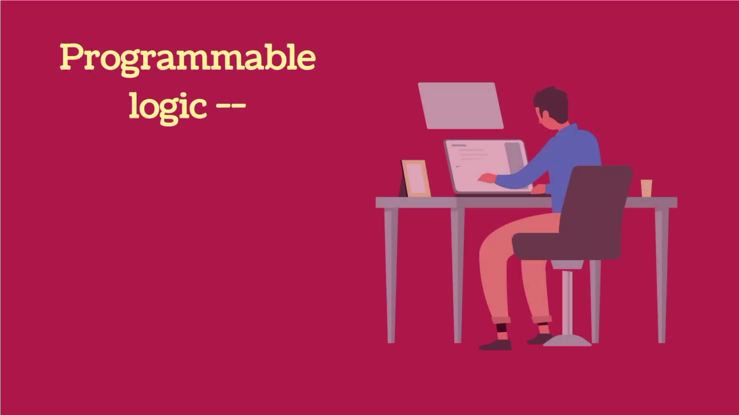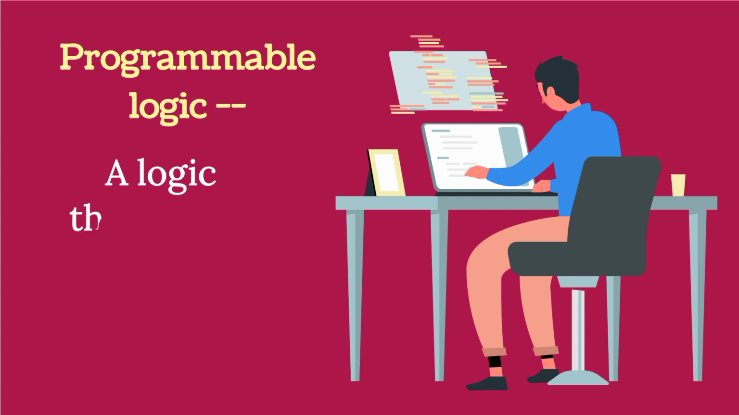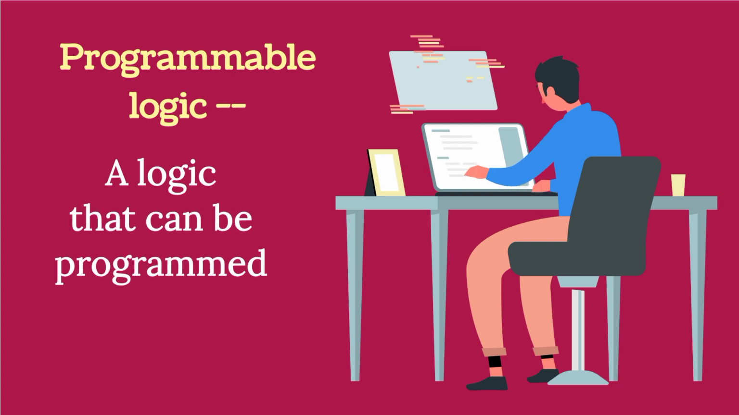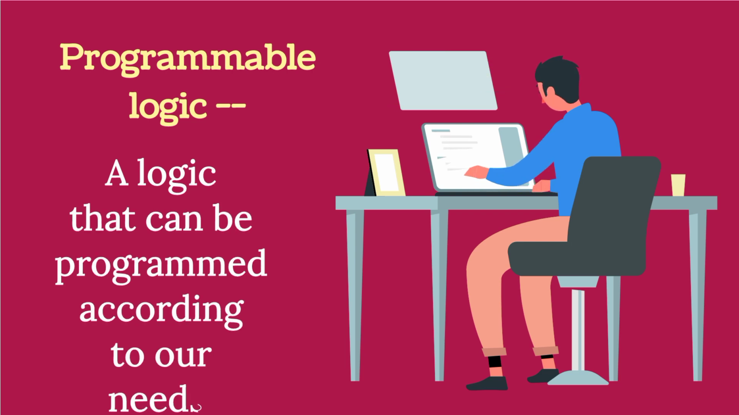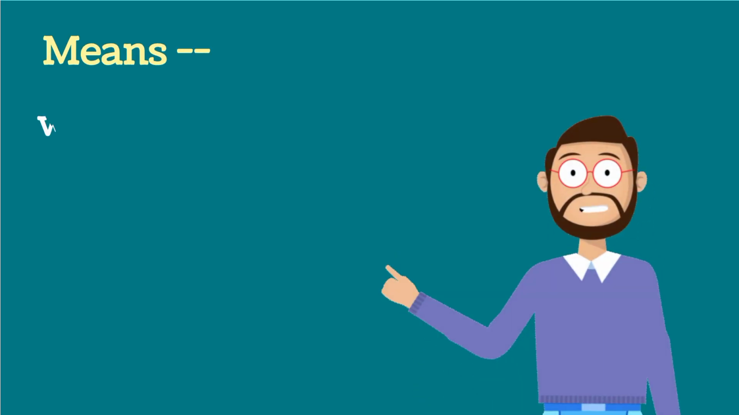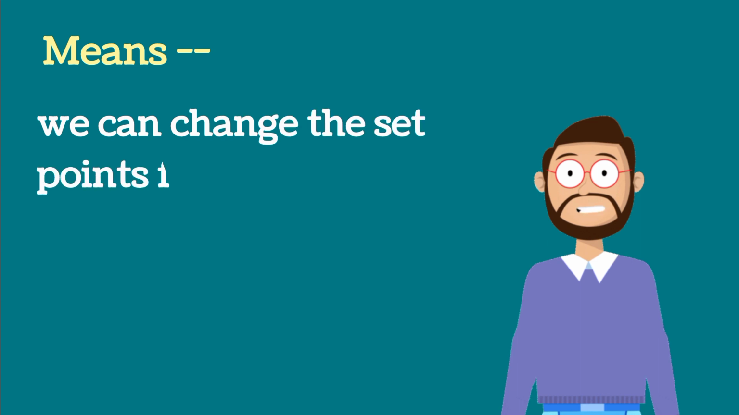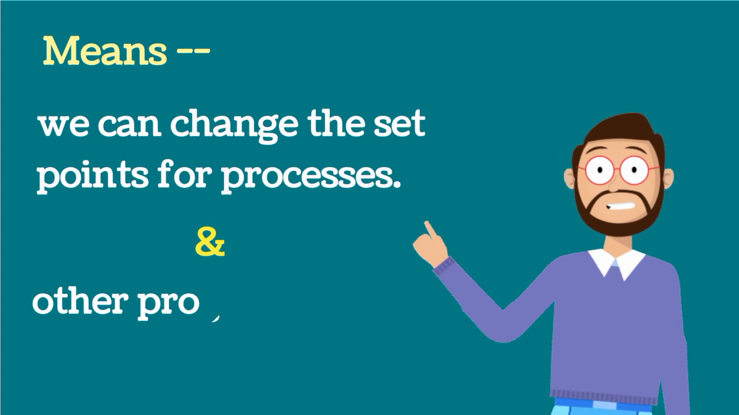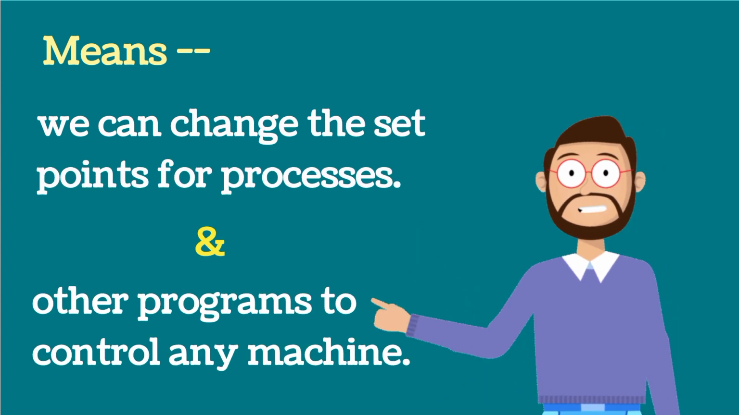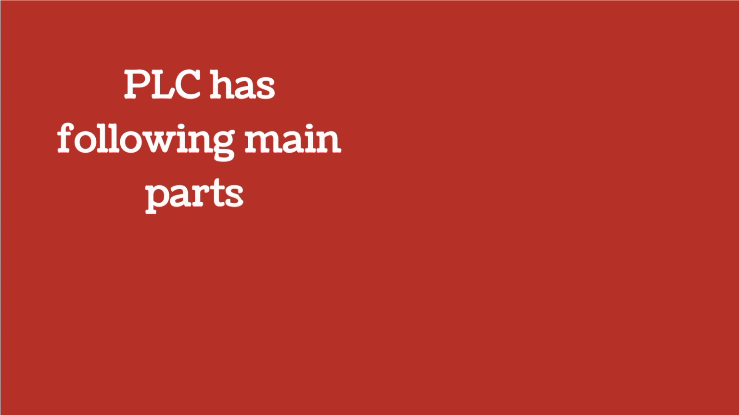What is the meaning of programmable logic? It means a logic that can be programmed and reprogrammed according to our needs. Its simple meaning is, we can change the set points for processors and other programs to control any machine. PLC has some main parts. We will discuss one by one.